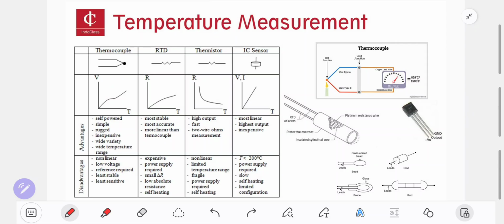Today we are going to learn about temperature measurement. What is the function of this temperature measurement? Temperature measurement is used to measure the temperature of the environment. Many tools can be used for this, for example a thermocouple, RTD, thermistor, and IC sensor.